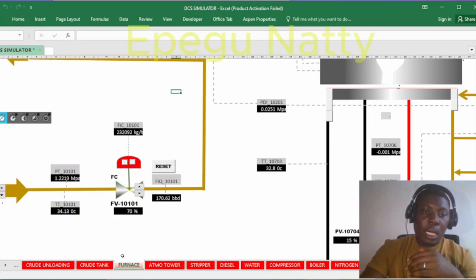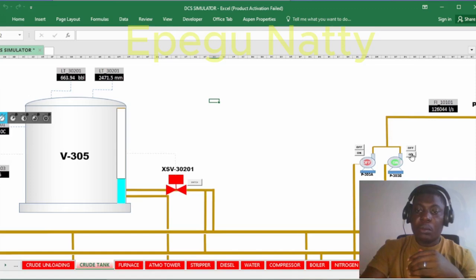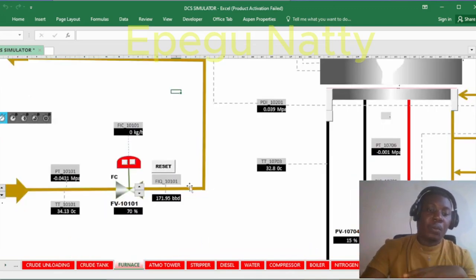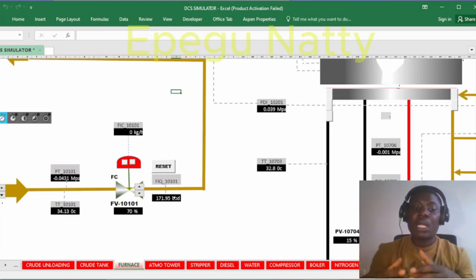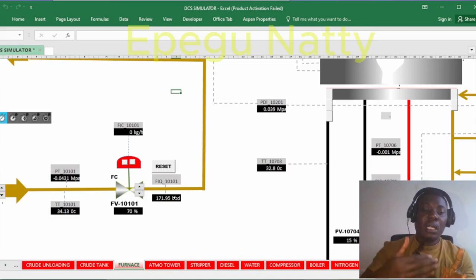So let's put off the pump. You can see the pump is powered off, and now everything has gone back to normal. Our valve is still 70% open, and our FIQ is 171. Before you start up your operation during the day, you can actually zero trim everything to make the FIQ zero, so that you can start counting from that particular day. If you click here, you can get this to zero, and it will start from zero.